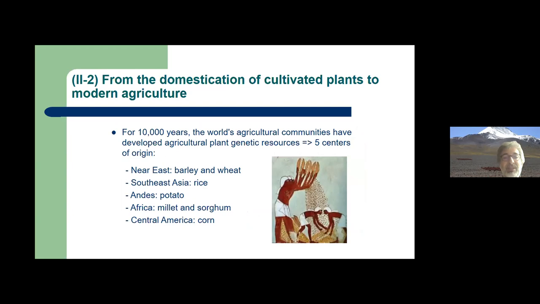From the domestication of cultivated plants to modern agriculture, for more than 10,000 years the world agricultural community has developed agricultural plant genetic resources in five centers of origin: the Near East with barley and wheat, Southeast Asia with rice, the Andes with potato, Africa with millet and sorghum, and Central America with corn.